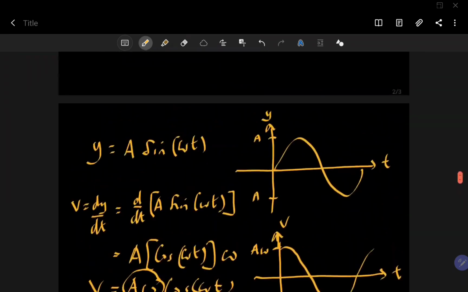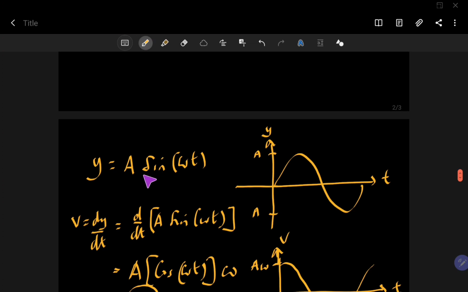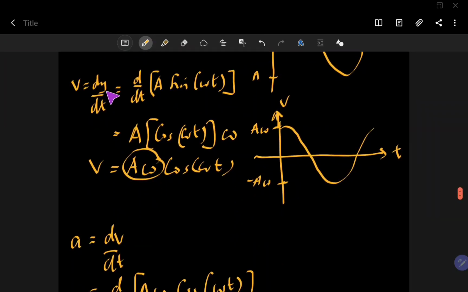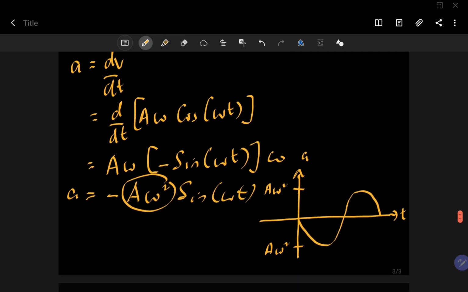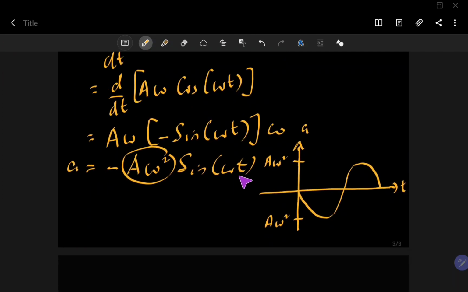So this is a graph, see? Starting with the purely sine equation, this is the purely sine graph for y against t. And then we differentiate y, you will get v in terms of cos, purely cos. So the graph is purely cos, and the y-axis now represents the amplitude A omega. And then the second differentiation gives you the acceleration. So the acceleration now is purely negative sine. So the graph is purely negative sine, and the y-axis now represents the amplitude, which is A omega squared, which is a max. Alright, so this is the graph.